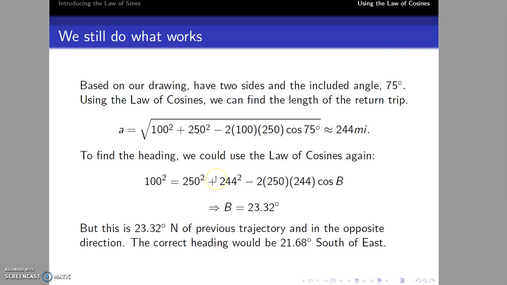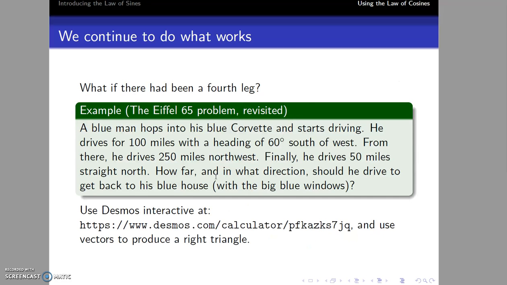And actually, there's a reason why in physics classes you don't get exposed to the law of cosines. The law of cosines is pretty much good for triangles. Let's suppose I had an additional thing I did. My blue man, blue Corvette, big blue house, big blue windows, everything's blue to him and himself because he ain't got nobody to listen to.